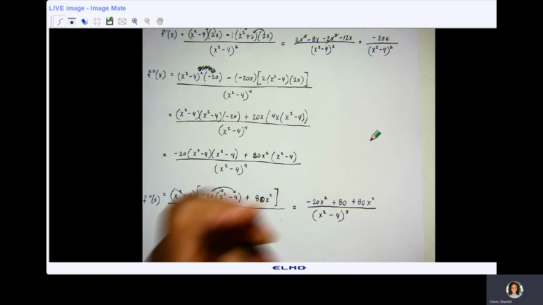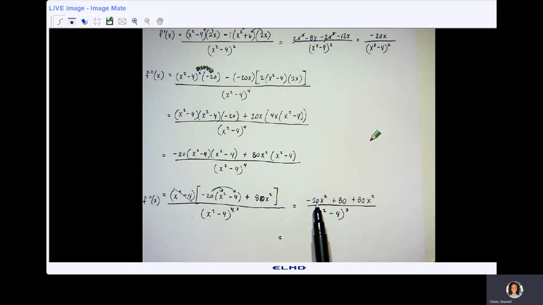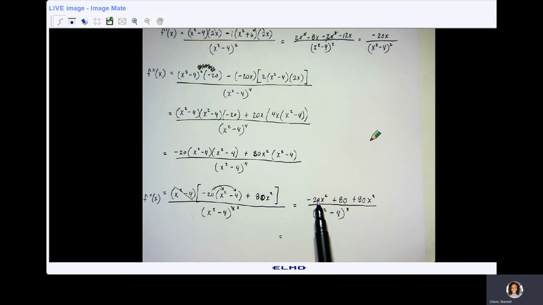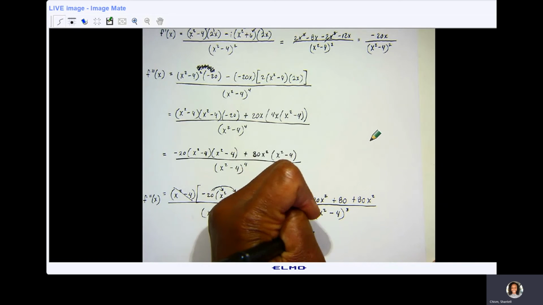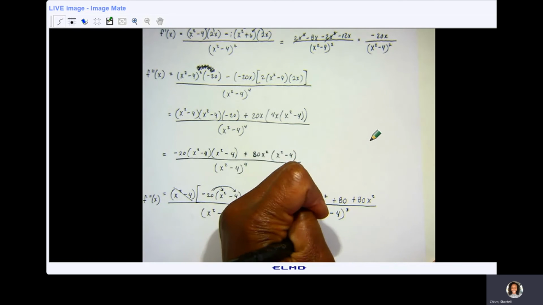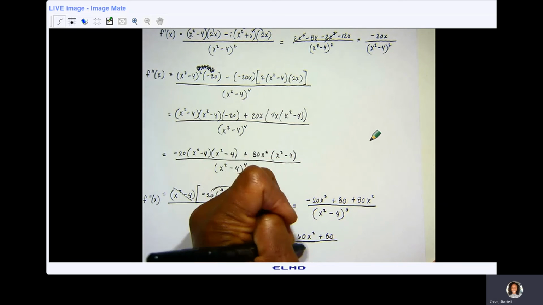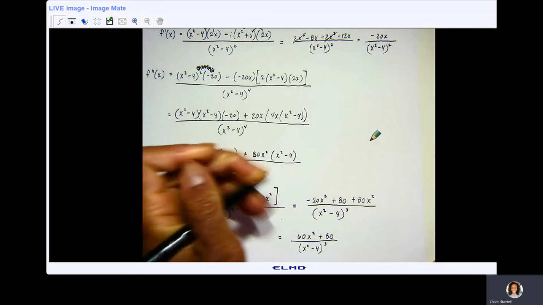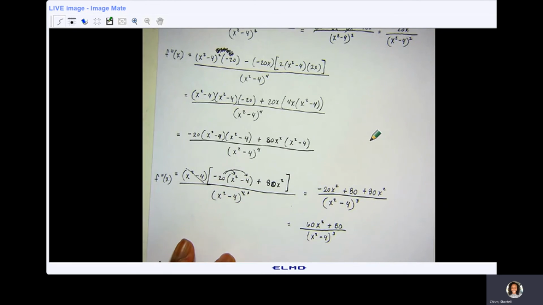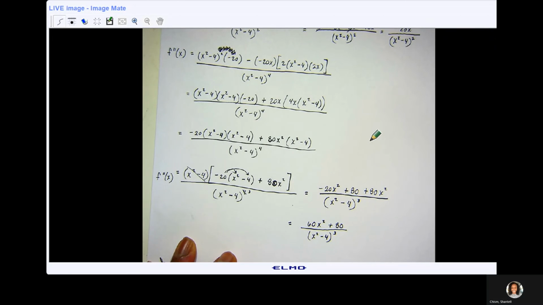All right. Now, you can do some simplifying here. I won't say cancel. You can simplify a negative 20x squared and a positive 80x squared. So you get positive 60x squared. And then you've got plus 80, all over x squared minus 4 cubed. Okay? So that is f double prime.